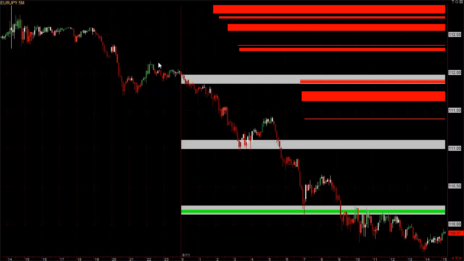These support resistance levels are made up of the previous day's high and low, the previous week's high and low, previous month's high and low, weekly pivots, monthly pivots, and even daily pivots, and each level has a different weight, and that's why some lines are thicker than other ones.